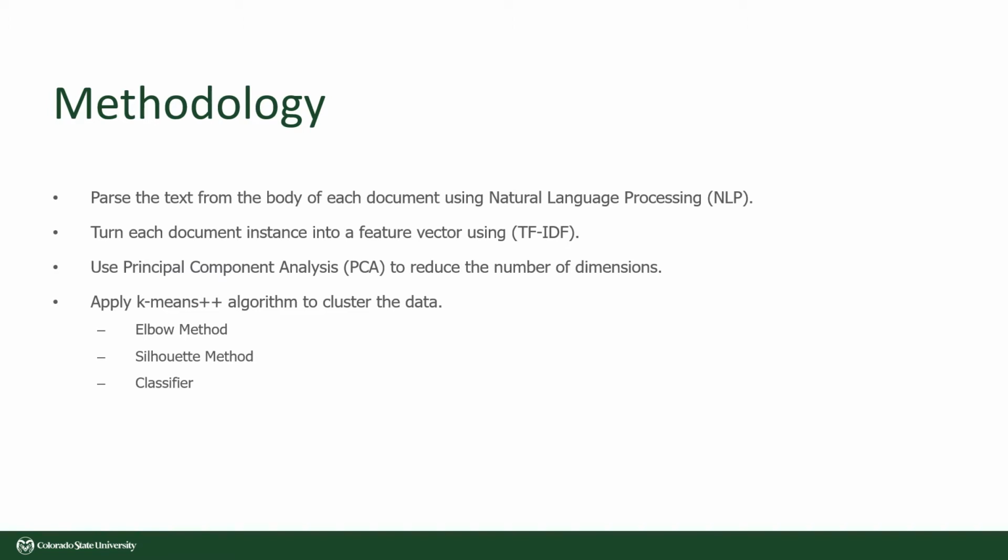After this step, we get a vector for each document with length equal to the number of unique words in the corpus. Then we run principal component analysis, or PCA, to reduce the number of dimensions to make the data more manageable and reduce the training time of our machine learning algorithms. This will also reduce the noise and outliers in the embedding, which will result in better clustering.